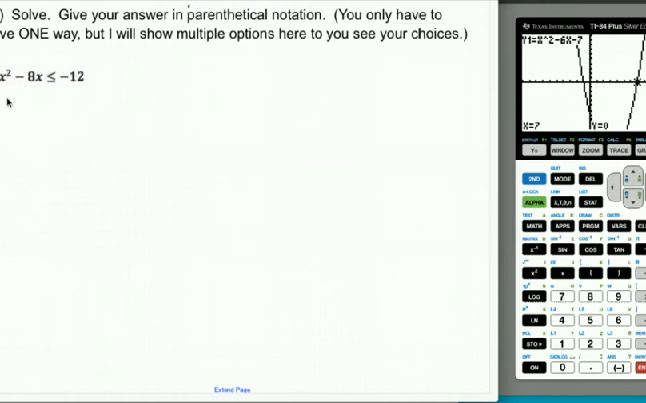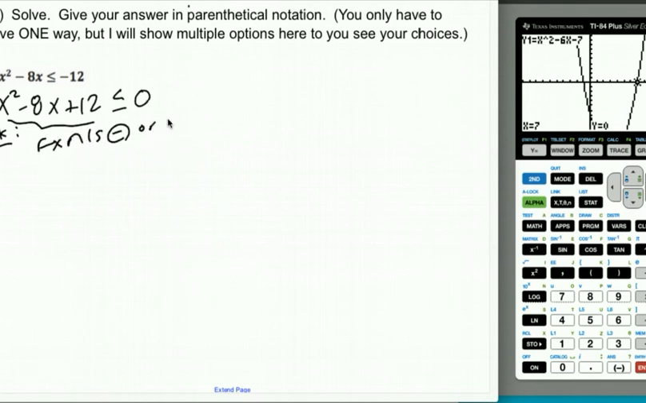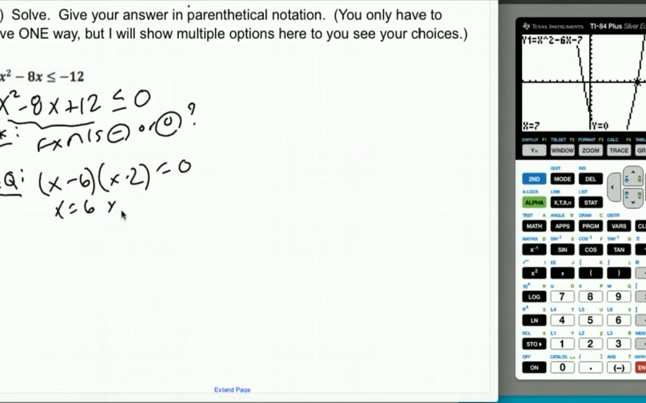So the very first thing I have to do is add that negative 12 over. I'm going to add that 12 over, and now I can look at what the question is actually asking me. It's asking me if this function is negative or 0, right? That's the question I'm being asked. Now I can do everything the same way I've been doing it, but I can't start until I move that 12 over. So I'm going to get x minus 6, x minus 2 equals 0, which gives me x equals 6 and x equals 2.